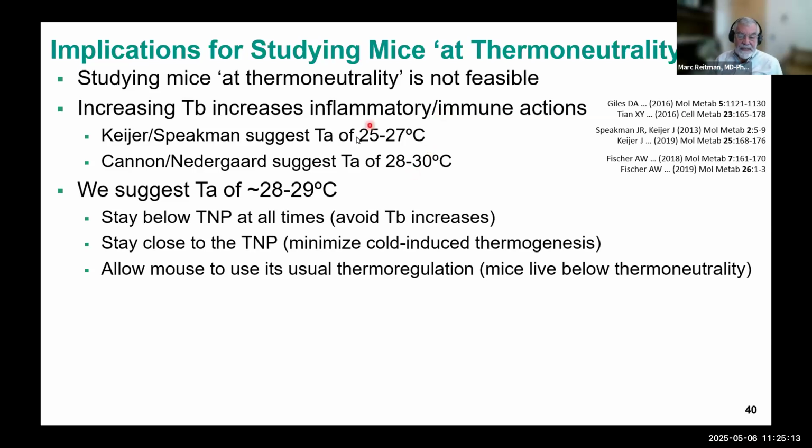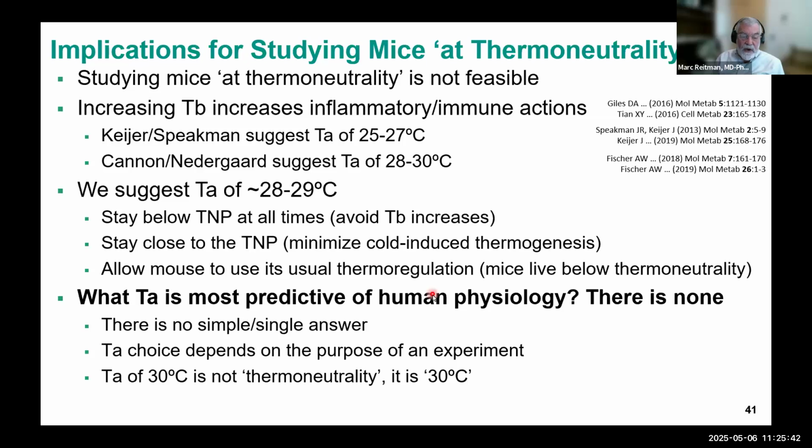And others have suggested other temperatures for studying mice. We decided on suggesting a temperature of 28 to 29. The rationale for that is you want to stay below the thermoneutral point at all times to avoid the body temperature increases. Yet you want to stay close to the thermoneutral point to minimize cold-induced thermogenesis. And this allows the mouse to use its usual thermal regulation, because mice live below thermoneutrality. Thermoneutrality is not where they're used to hanging out.